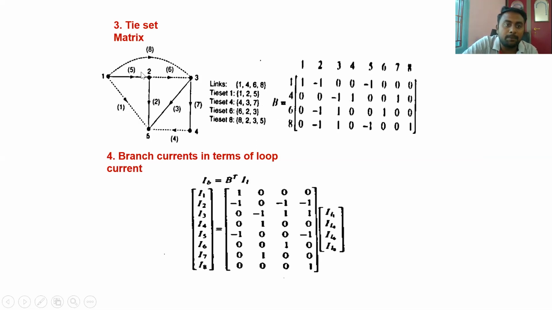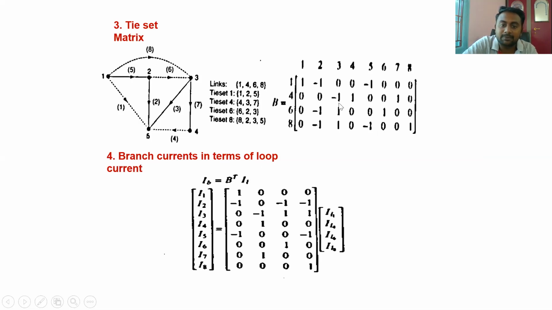For the final loop, we have to consider only one link, that is 5, 2, 3, 8. The link is 8. So 3 is same, 2 is opposing, 5 is opposing. So I am placing 2 and 5 as minus 1, 3 as plus 1, and 8 as plus 1. The relationship between the branch currents in terms of the loop currents is IB equals B transpose into IL.